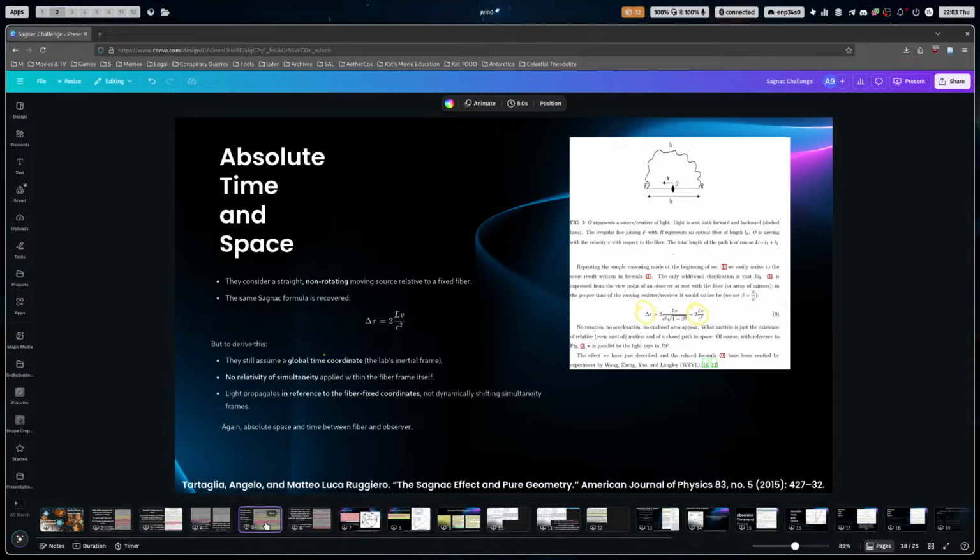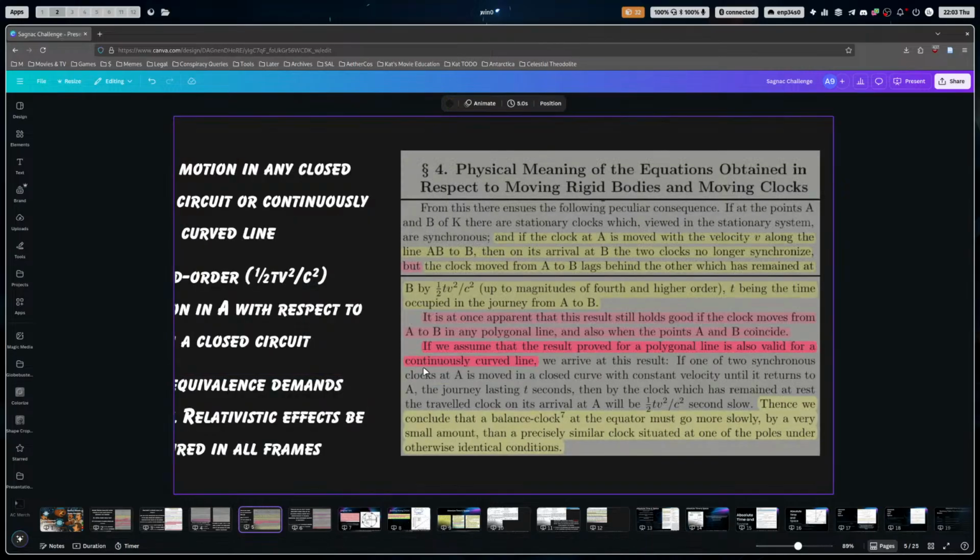He never said that. Okay, well, we can read the quote real quick before we continue. So this is from section 4, the physical meaning of the equations obtained in respect to moving rigid bodies and moving clocks. So this is clocks A and B around the equator. Clock B is stationary at the equator. Clock A moves around the equator. It is at once apparent that the result holds good, this coefficient of 1/2 times t times v squared over c squared, if the clock moves from A to B in any polygonal line, and also where points A and B coincide. If we assume that the result proved for a polygonal line is also valid for a continuously curved line, we arrive at the result. If one continuously circular, blah, blah, blah, he goes on to say that that's where they apply.